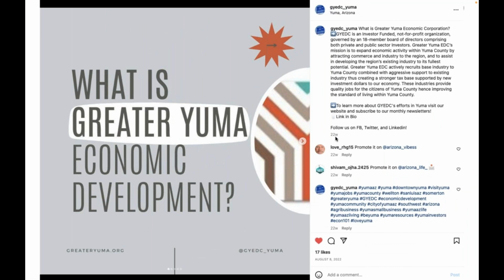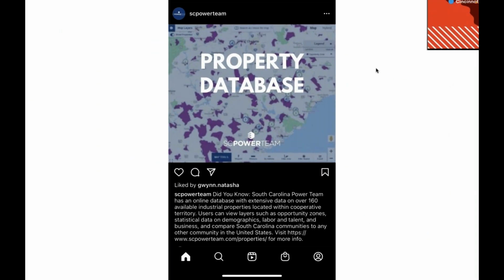I love this example from Greater Yuma Economic Development in Arizona on Instagram, partly because they have so much great information in here. They're encouraging people to follow them. You see that people are responding over here and tagging others. But you also see this creative use of hashtags over here. And it's really about telling the story of what it is that this EDO actually does. A really nice job from Greater Yuma Economic Development.